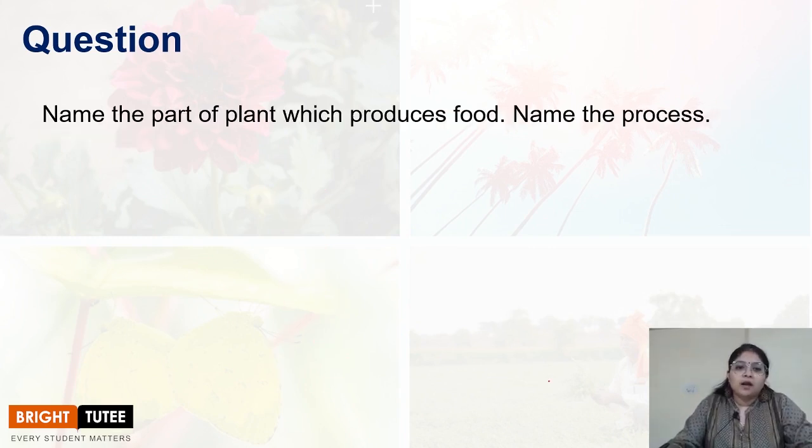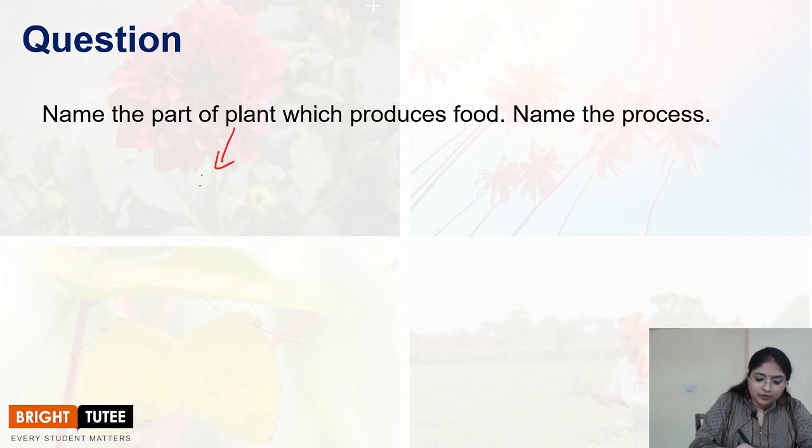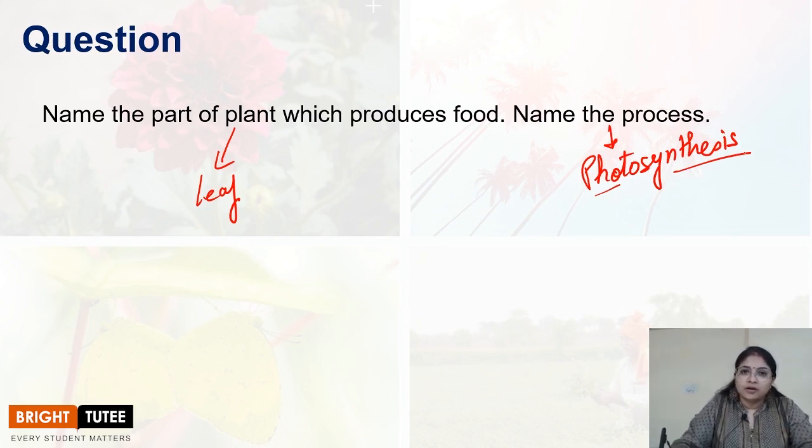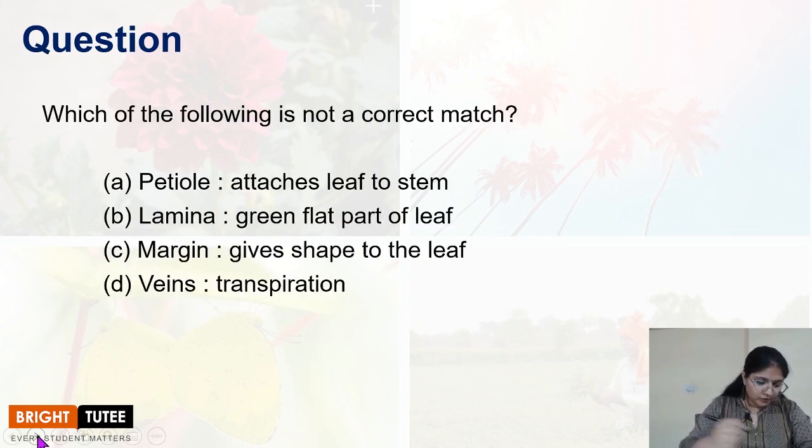Name the part of plant which produces food, name the process. So the part of plant which produces food is called the leaf, and the process is known as photosynthesis, right? And it's a very important process for the sustenance of life on earth. Now let's move on to the next question.